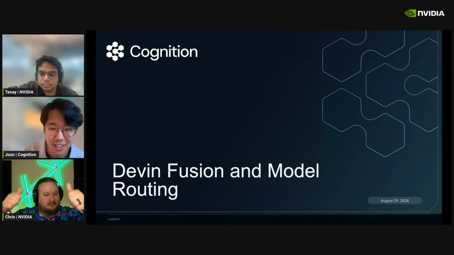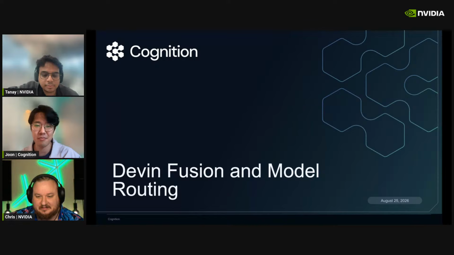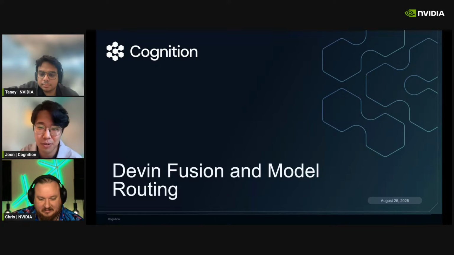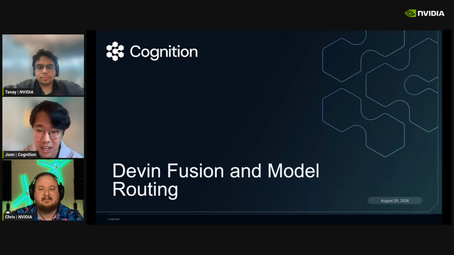Cool. Awesome. Great. Yeah, so today I'll be talking about Devon Fusion and model routing. At Cognition, we built Devon, which is an autonomous software engineer. And we work with any model provider. So we have a lot of experience evaluating different types of models and thinking deeply about how to improve both the quality and the cost profile of Devon sessions.